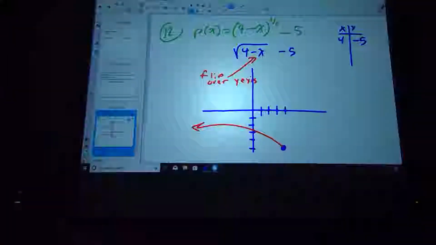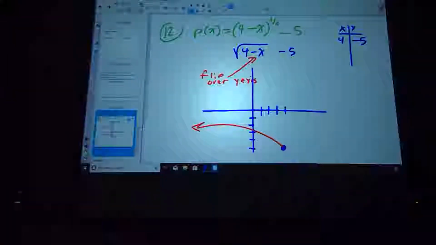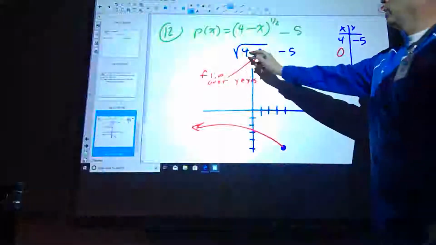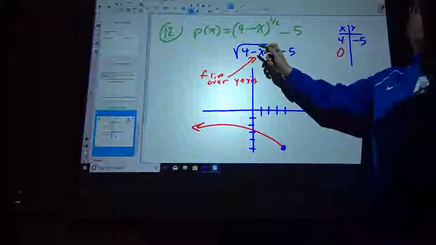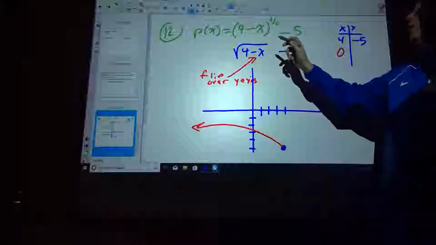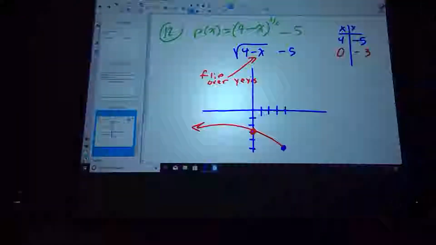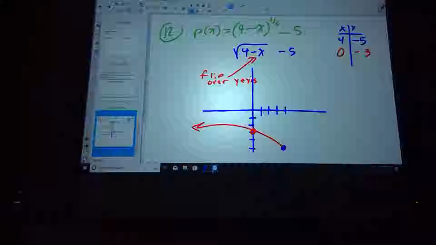You could say, well, how can I find out where it crosses the y-axis? Well, that means you would just have to plug 0 in. If you plug 0 in, 4 minus 0 is 4. Square root of 4 is 2. 2 minus 5 is negative 3. So that's what that graph looks like.